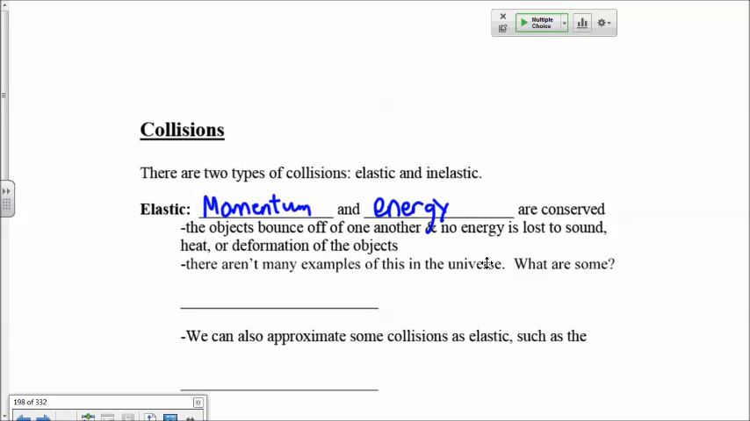When we have collision of gas particles. So when gas particles interact with one another in an ideal gas or in a gas period, they don't actually collide with one another, they don't touch, their electric fields will interact and they'll bounce off one another without actually touching. So a good example of an elastic collision is the interactions between gas particles. You'll talk about that in PChem.